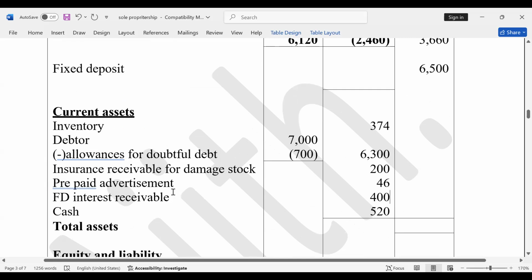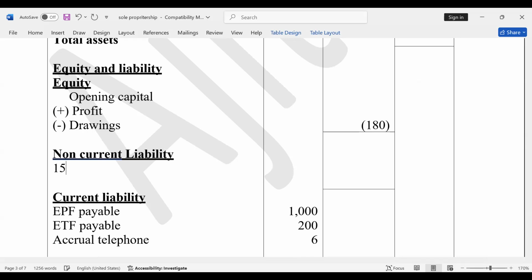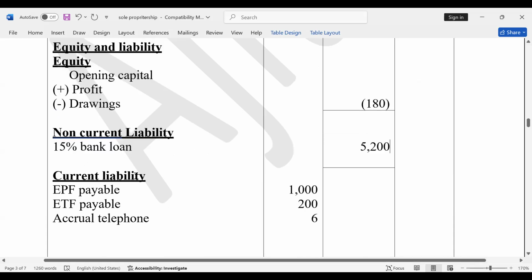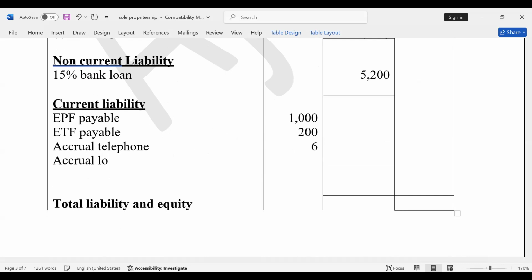The trial balance gives FD interest income also. And think, bank loan at 15%, bank loan under non-current liability. Bank loan value equals 5,200. And think, accrued loan interest. Accrued loan interest should be recorded in the second column, 60.